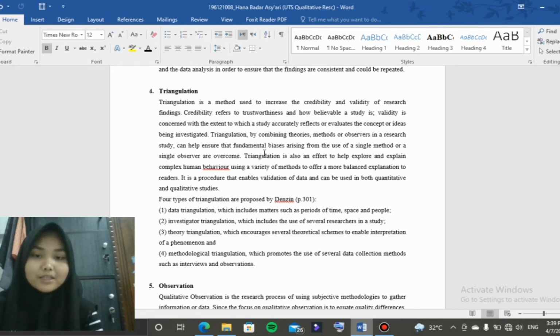And triangulation is also an effort to help explore and explain complex human behavior using a variety of methods to offer a more balanced explanation to readers. It's a procedure that enables validation of data and can be used in both quantitative and qualitative studies.